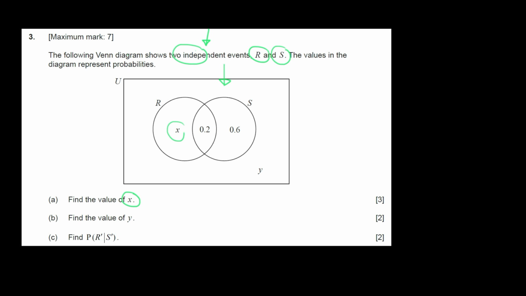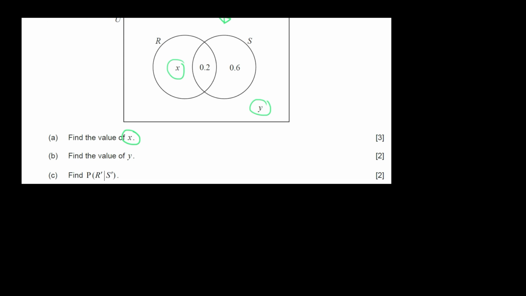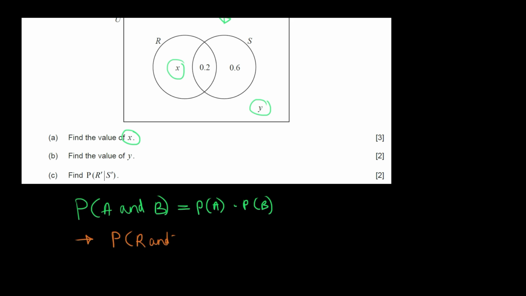We can see we have a value here in the set of R and we have a value of Y outside of the sets. Now for the value of X, we're going to use the following rule. When we have two independent events A and B, probability of A and B equals probability of A times probability of B. Let's apply this in our context. So instead of A and B, we have R and S. Probability of R and S equals probability of R times probability of S.